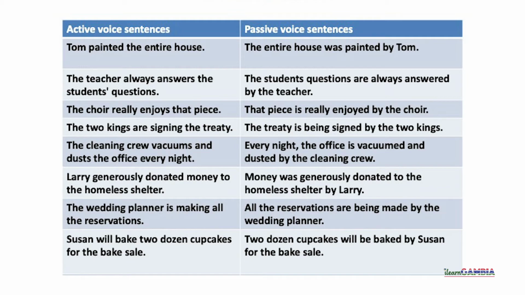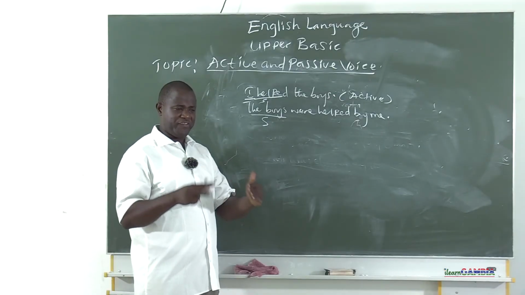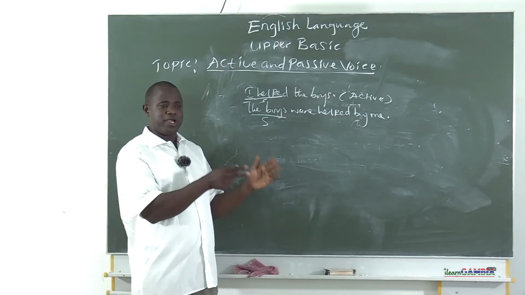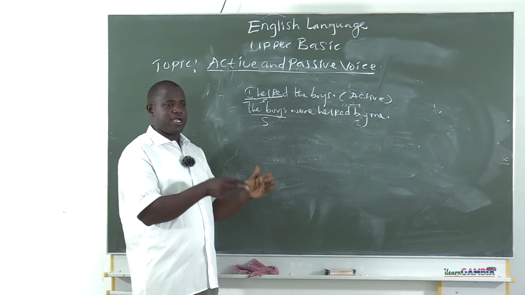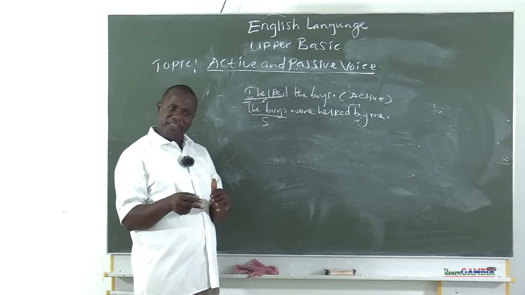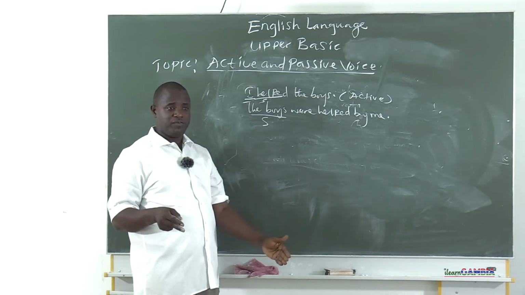So we have the wedding planner is making all the reservations. We said all the reservations have been made by the wedding planner. So easy to understand. In an active, the subject comes first and the object comes last. But in a passive, the object comes first.